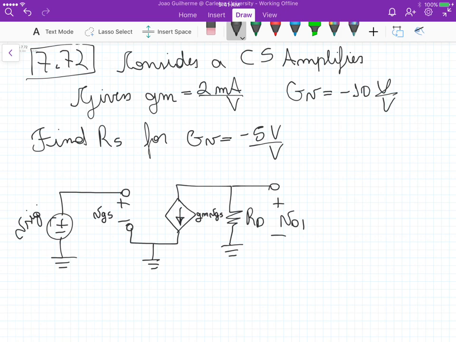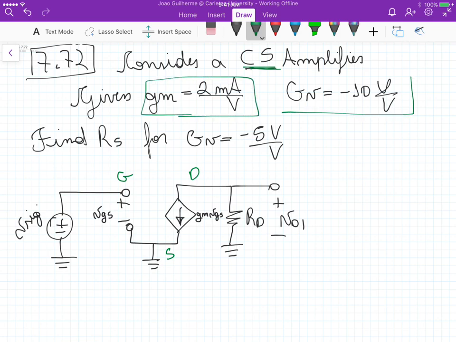For the last problem, 7.72, we have again a common source amplifier, right? So it means that the source here is grounded, here's the gate, here's the drain. And given a transconductance of 2 milliampere per volt, we know that we have an overall voltage gain. So considering this one here, we have an overall voltage gain of minus 10 volts per volt. So that's the characteristic of this circuit here, with the source grounded.